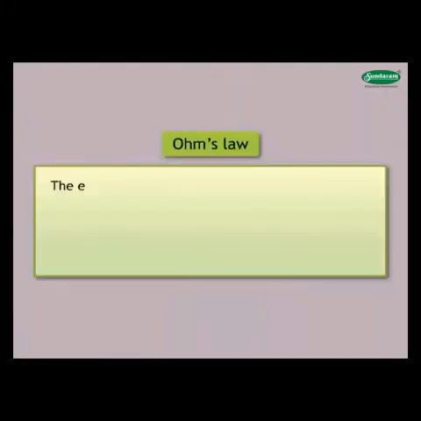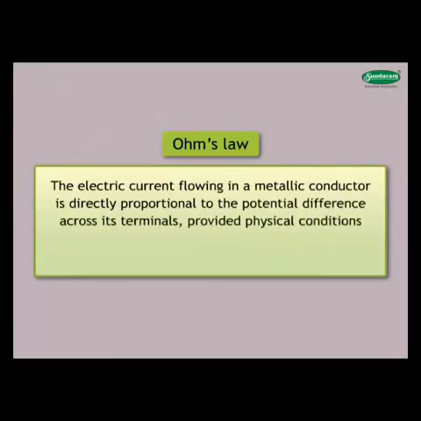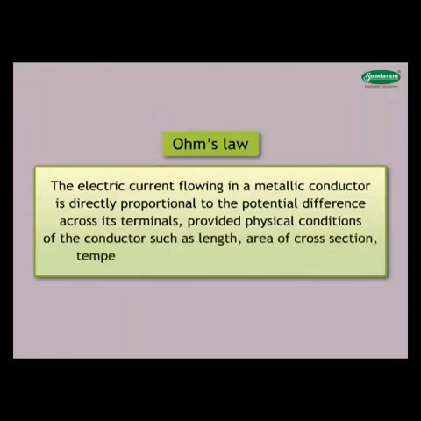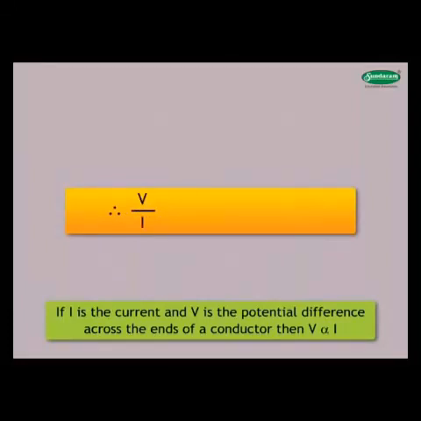Ohm's law. The electric current flowing in a metallic conductor is directly proportional to the potential difference across its terminals, provided physical conditions of the conductor such as length, area of cross-section, temperature and material remain constant. If I is the current and V is the potential difference across the ends of a conductor, then V is directly proportional to I. Therefore, V upon I is equal to R.